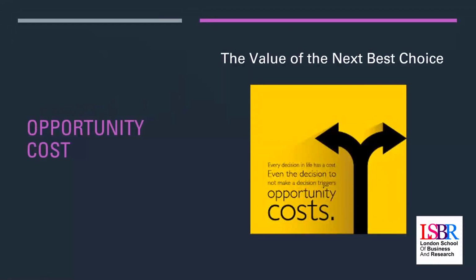It's a decision that triggers a lost opportunity. So it's basically the value of a next best choice. So it feeds into what a trade-off is, but it looks at how doing one thing can prevent us from doing another. So it's a lost opportunity to do something else.